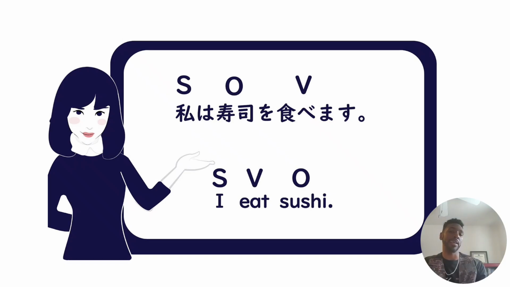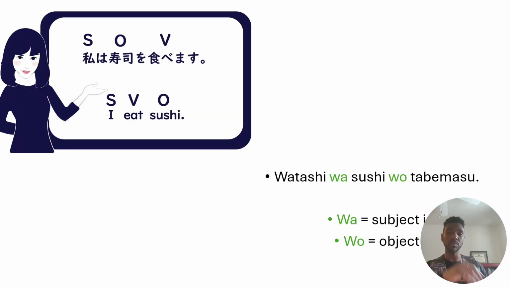Okay, how do I say I eat sushi? Sushi is how you say sushi. Tabemasu is to eat, and watashi is I. So what you need is you need the subject, you need the object, you need the verb, but you also need the subject marker and the object marker. Watashi wa sushi o tabemasu. Wa indicates the subject of the sentence. O indicates the object of the sentence, what the verb is being done to.